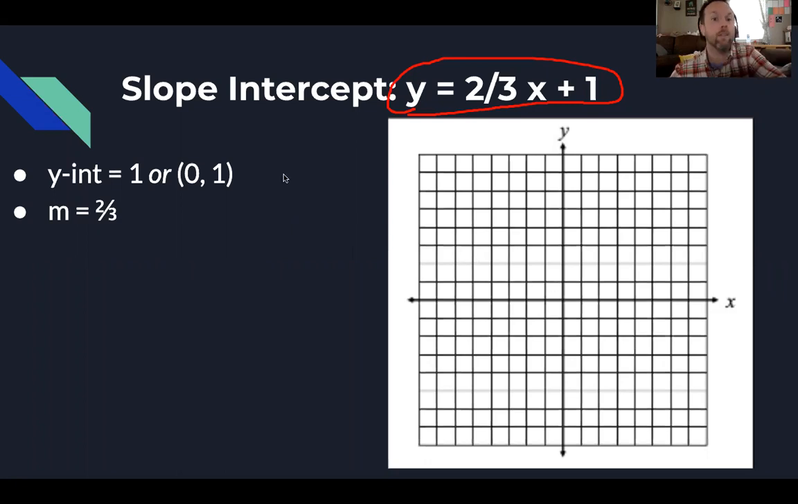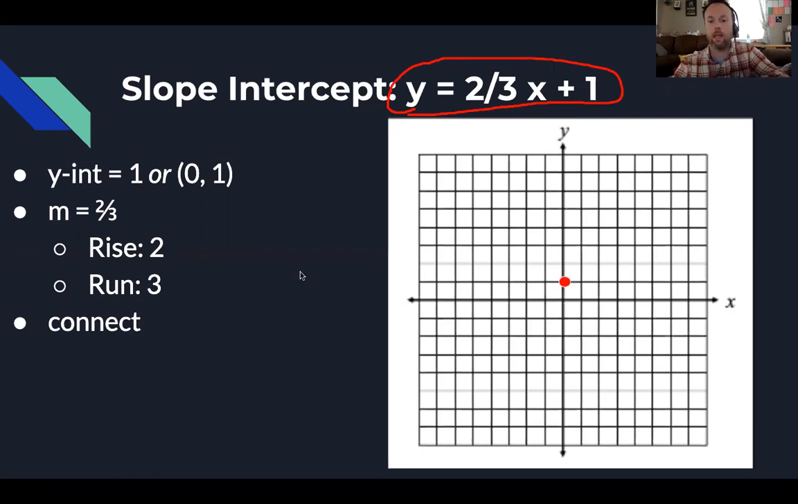And then I look at the coefficient that is with the variable x. Remember, the coefficient is the number that you are multiplying by the variable. So that coefficient is our slope. That's m. And in this case, it is 2/3, or it will have a rise of 2, a run of 3, both going in a positive direction. So rise of 2, run of 3, and then I connect those points.